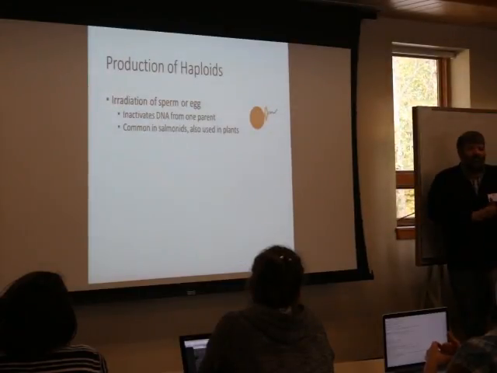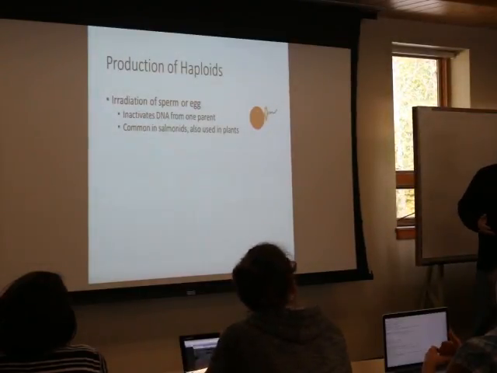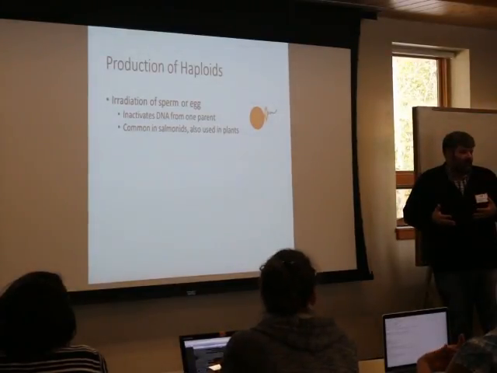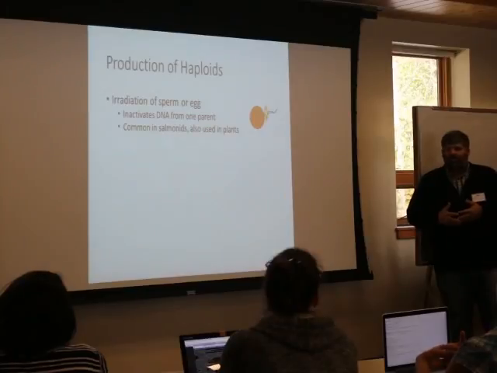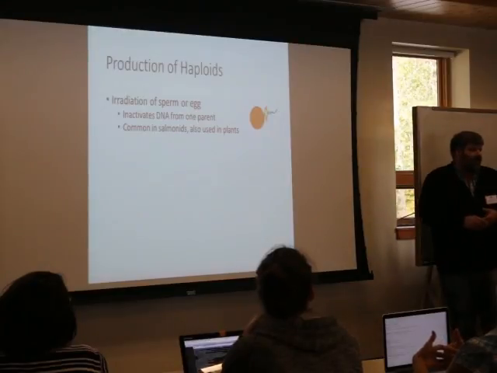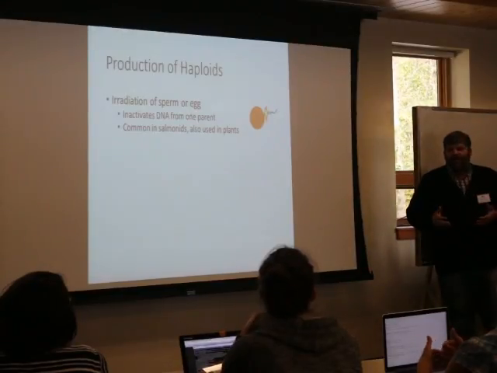So the way that we produce haploids is through irradiation of the sperm or the egg. So we basically knock out the DNA in one of them. We usually knock out the DNA in the sperm, and then the sperm fertilizes the egg. You have one copy of the DNA, and then we sample them at hatch for DNA.